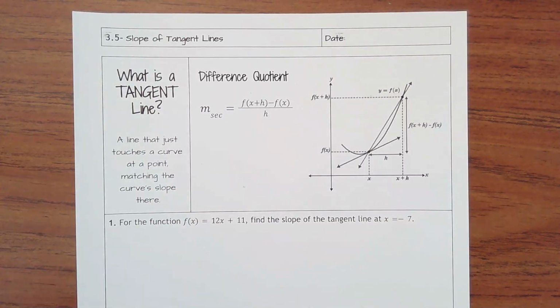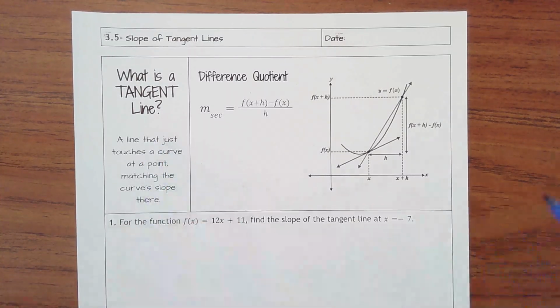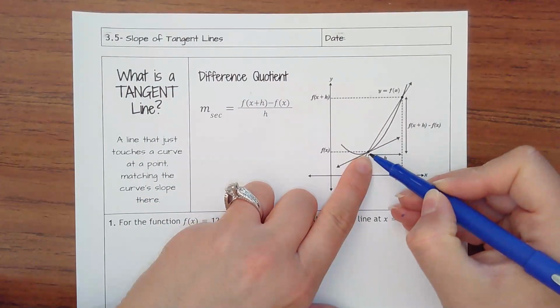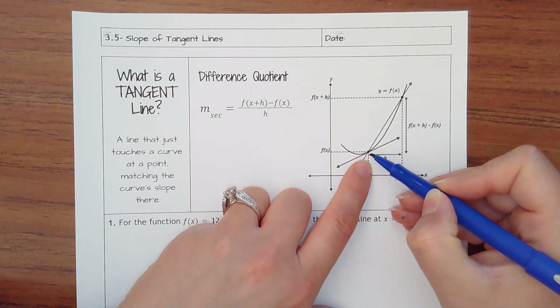Lesson 3.5 is slope of tangent lines. We have learned that a tangent line is different from a secant line. A secant line is a line that touches a graph at two spots, versus a tangent line that just touches at that one spot and should match the curved slope there.